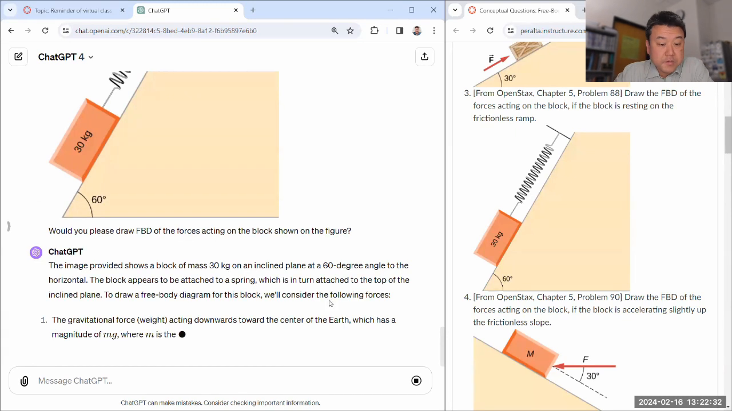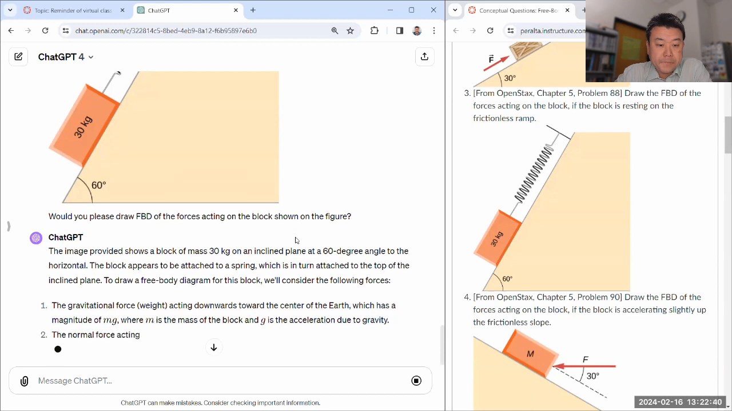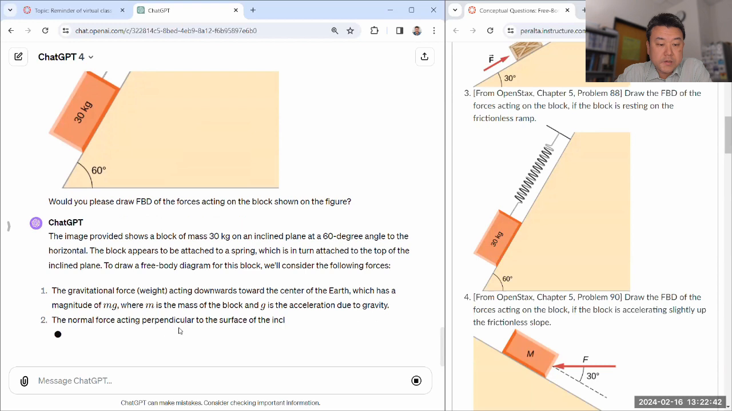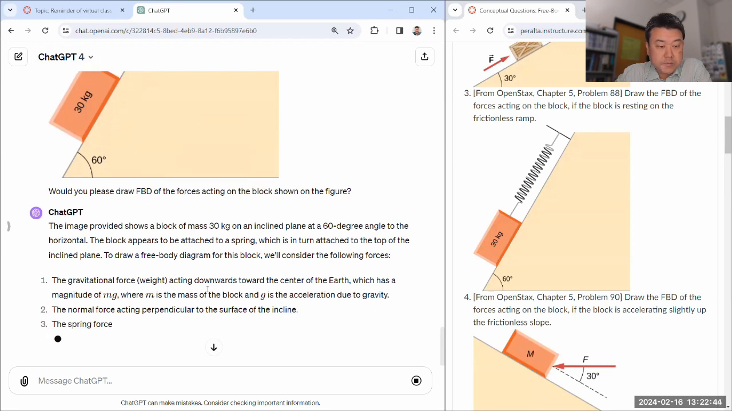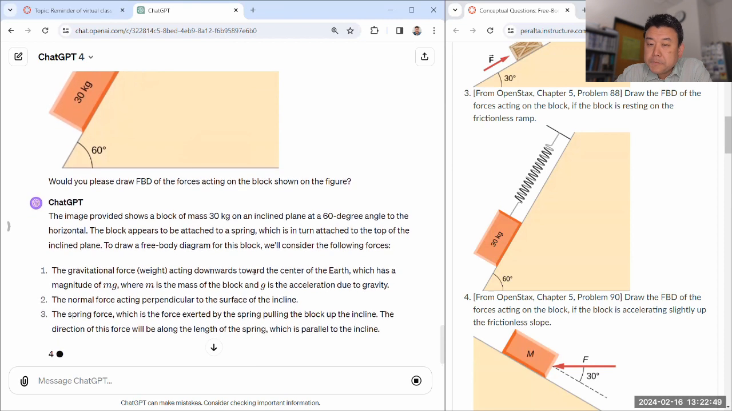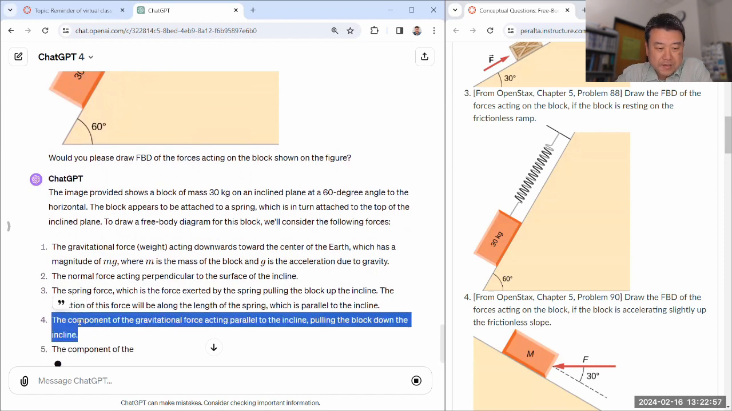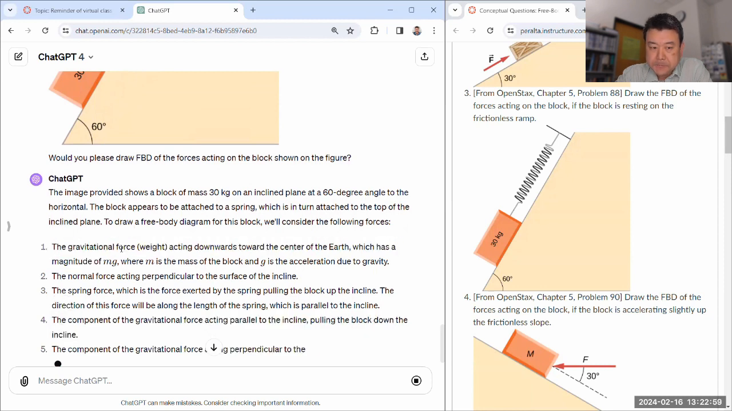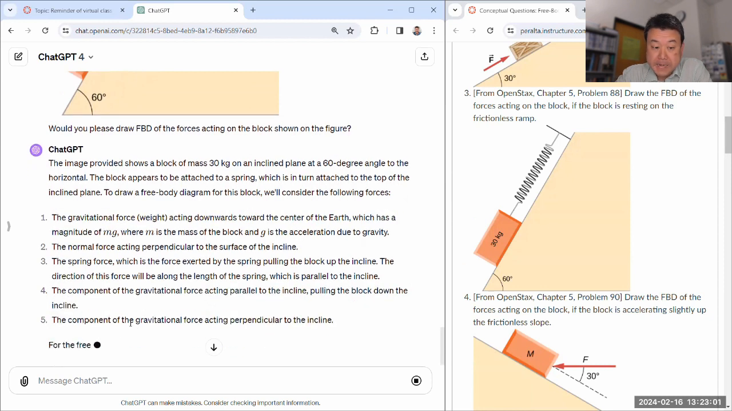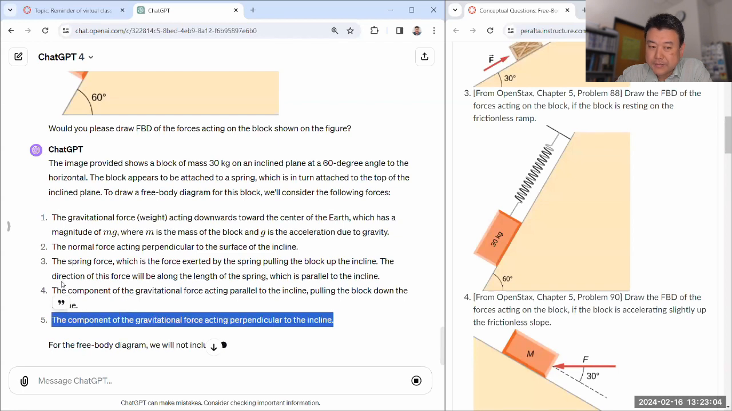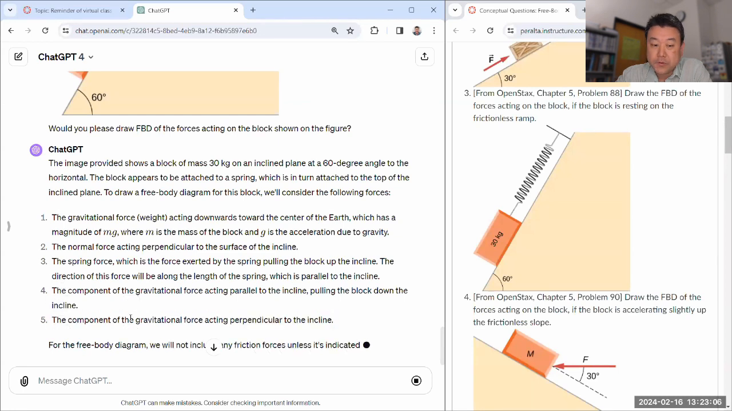Okay, gravitational force downward from the center. Okay, good. Normal force acting perpendicular to the surface, good. Spring force, yeah, good. I didn't tell it there's friction. You shouldn't be drawing this as a separate force. You already drew gravity. Yeah, shouldn't be drawing this separately. So it's kind of gone off the rails with numbers 4 and 5.